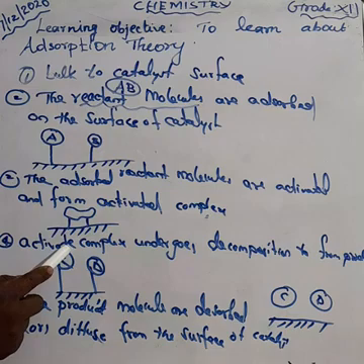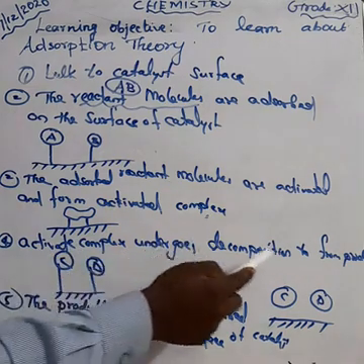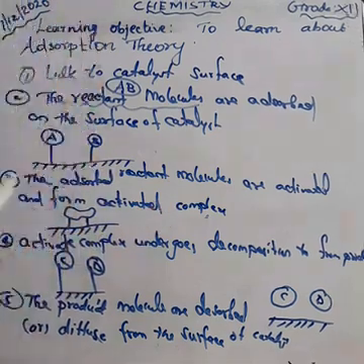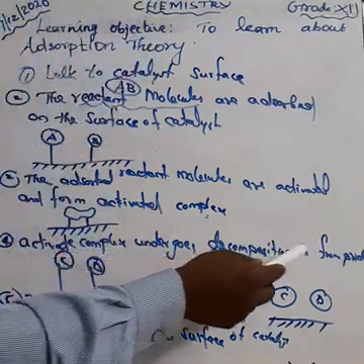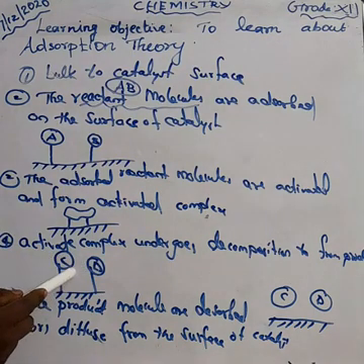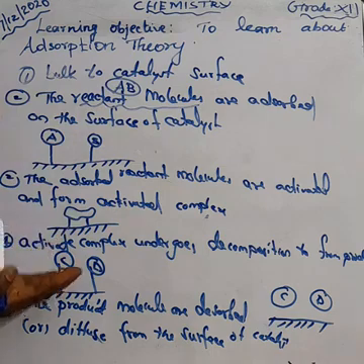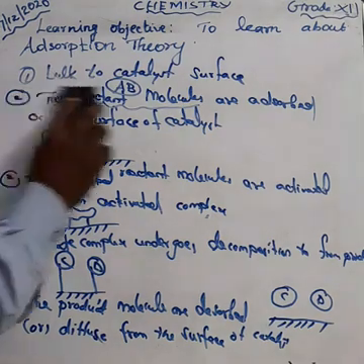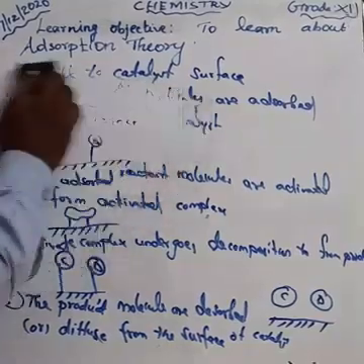The activated complex undergoes decomposition, that means splitting, dividing. Decomposition to form products. Now we get the products. The product molecules are dissolved, that means released from the surface of the catalyst. A simple concept about the adsorption theory. It's a very important question. Don't forget that. One of the 3 mark questions. Sometimes it may be asked as a 5 mark question. Okay.